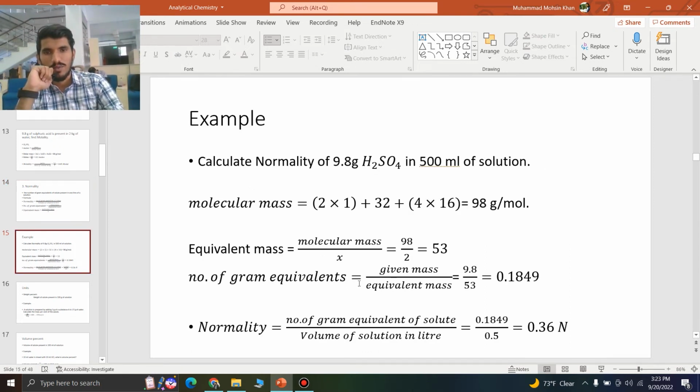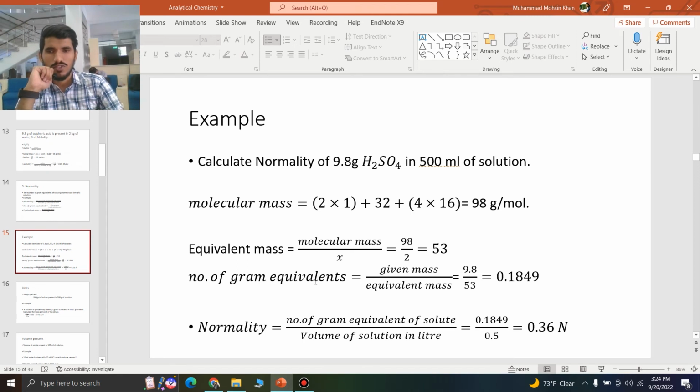and the number of gram equivalents is equal to given mass divided by equivalent mass. And given mass is 9.8 gram. In place of given mass, I'm going to write 9.8 grams, and in place of the equivalent mass, I have to write 49. And 9.8 divided by 49 will give me 0.2. And that's the number of gram equivalents.